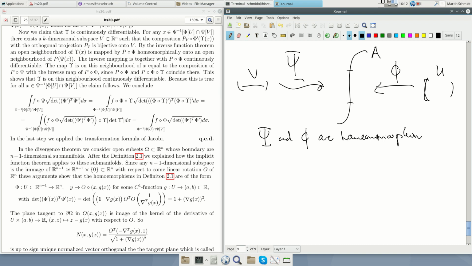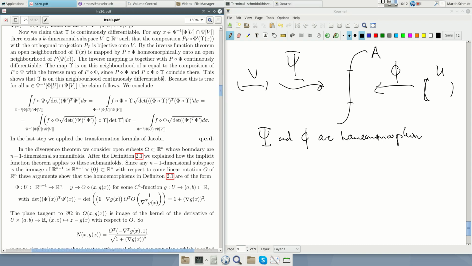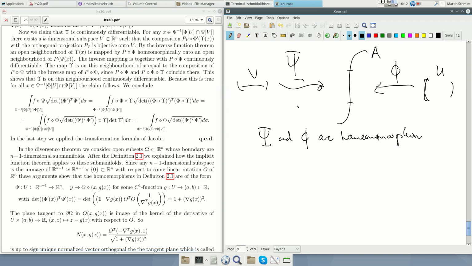So this means we may introduce another map, which we call epsilon, Greek epsilon, which goes from here to here. Epsilon is nothing else but: we take psi and compose it with the inverse of phi.